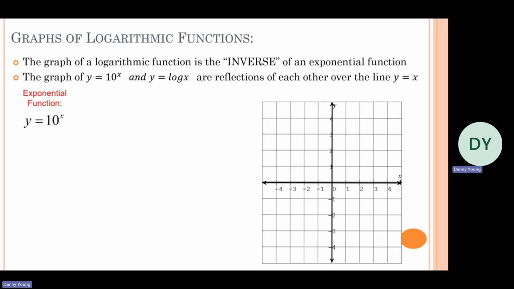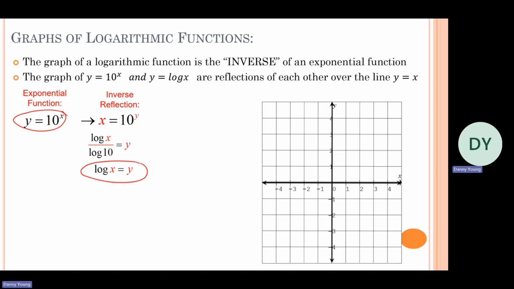Here's my exponential function: y is equal to 10 to the power x. If I want to get the inverse, what do you do with the x and y? Switch them. So you get x is equal to 10 to the power y. How would you isolate the y variable? You would use logs. So you go log x over log 10 is equal to y, which gives you basically log x is equal to y. So this graph and that graph must be inverses of each other.